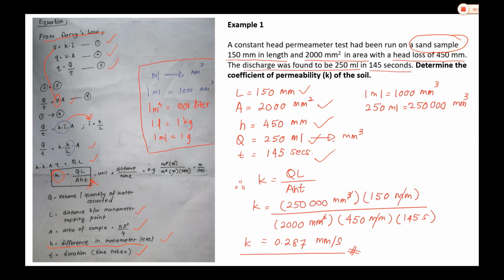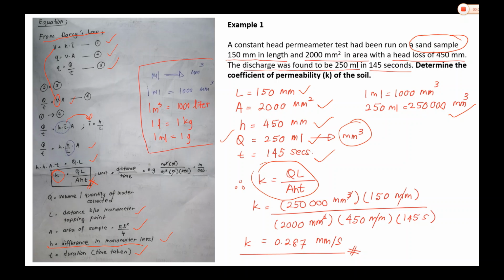So kita akan guna this equation, K sama juga dengan QL over AHT. So unit mana yang tak setara, we need to tukar the unit. So obviously Q unit dia tak setara because it use ml. So kita kena substitute guna mm cube. Kenapa mm? Because the rest of the unit yang kita guna adalah mm. So kita buat sikit conversion unit. 1 ml sama juga dengan 1000 mm cube. So 250 akan sama juga dengan ini. And the rest dah settle. So kita just masuk dalam equation.